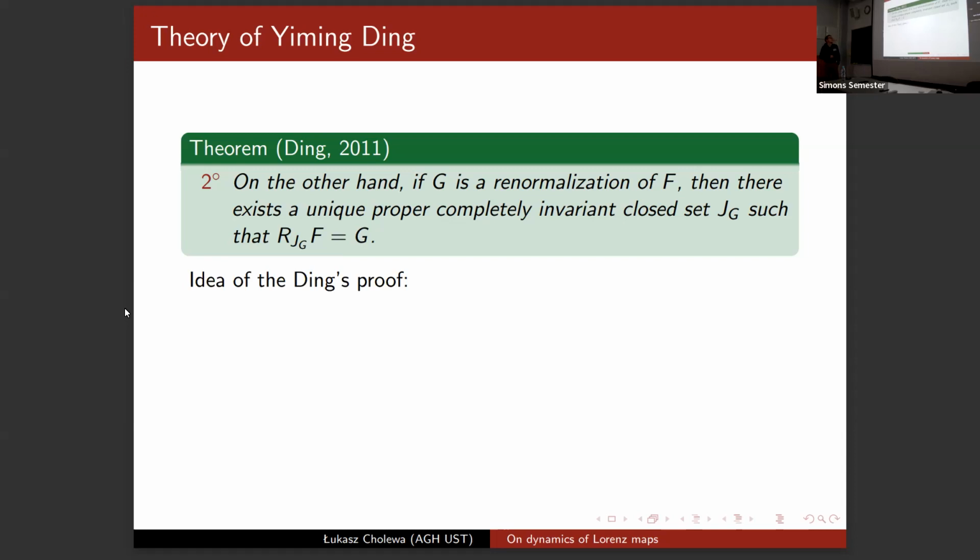So the idea of the second part of Ding's theorem says that, at first, assume that I have renormalization G defined on some interval UV. Then Ding says take the set of all points whose trajectory intersects this open interval UV.